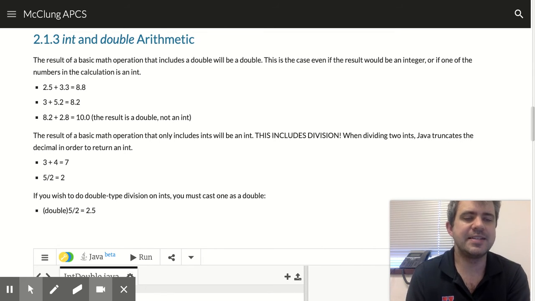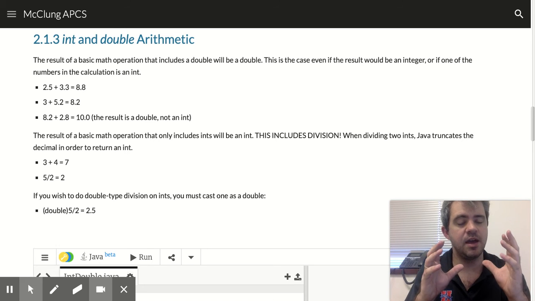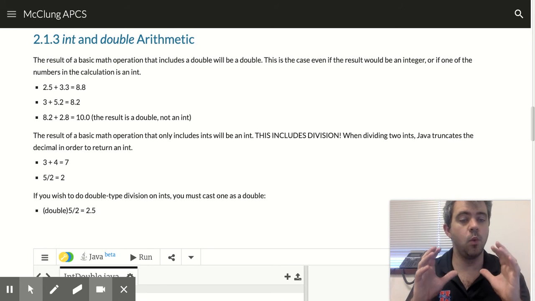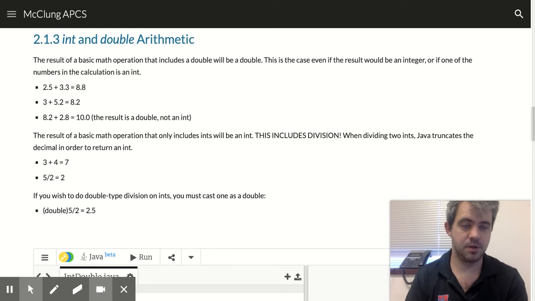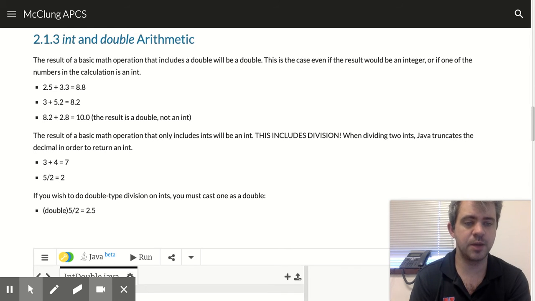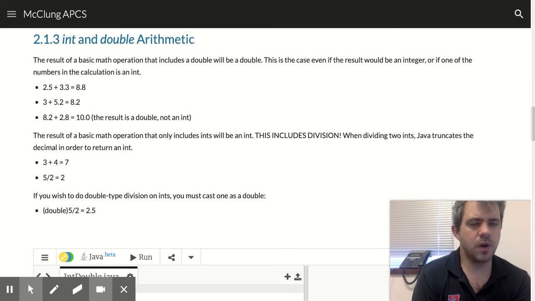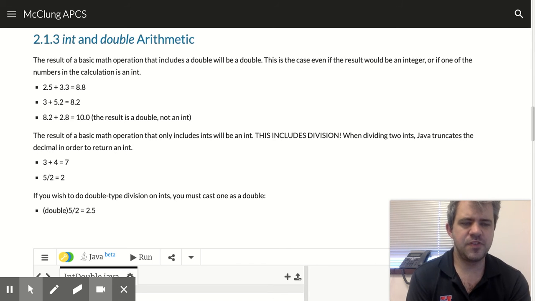Because what it does is it takes the value that it would have been as a double, and it just chops off that decimal. It just gives you that integer value. Now, that seems annoying at first. There are definitely situations where that's not what you want. But we're going to find out that's actually a pretty useful feature.